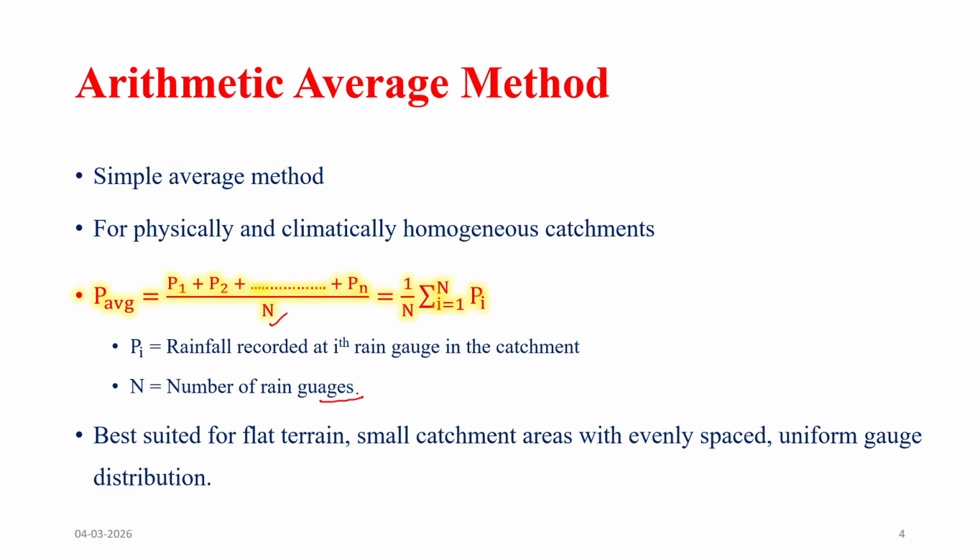This method works best when the catchment is physically and climatically homogeneous, the terrain is flat, the catchment is small, and the gauges are evenly spaced and uniformly distributed.